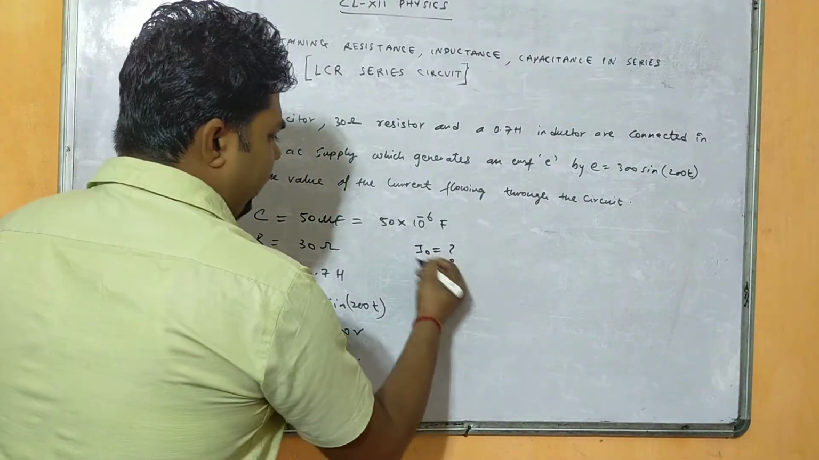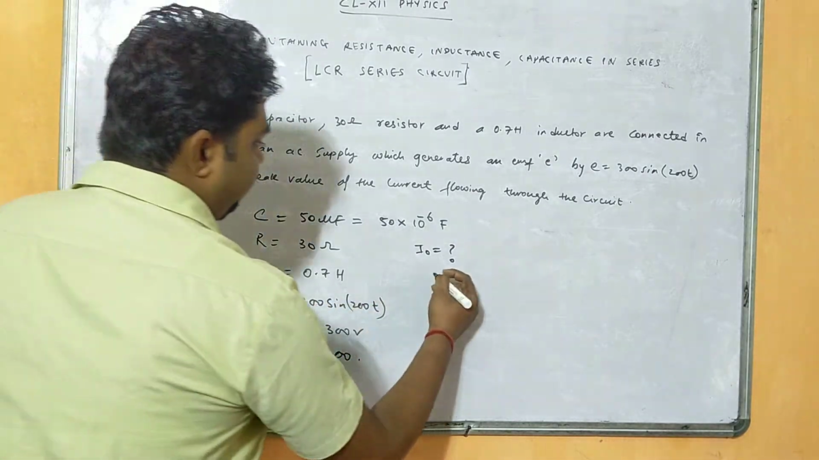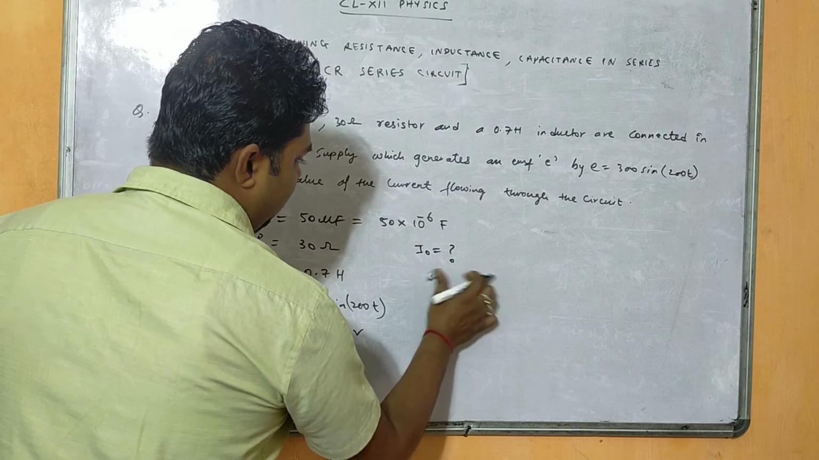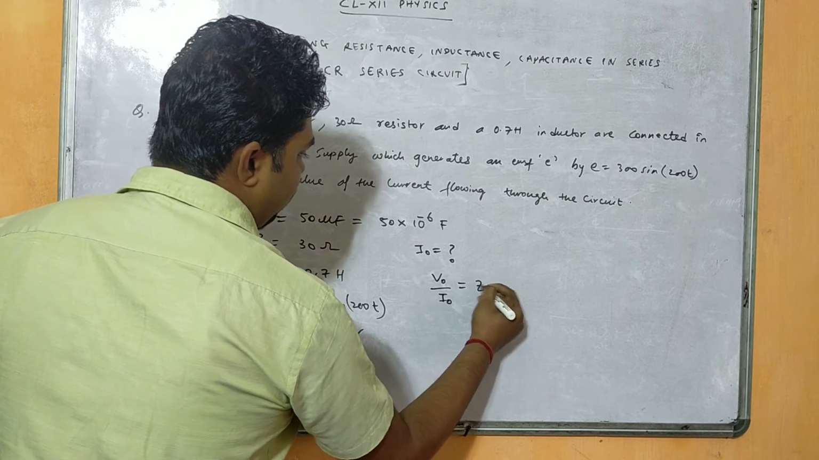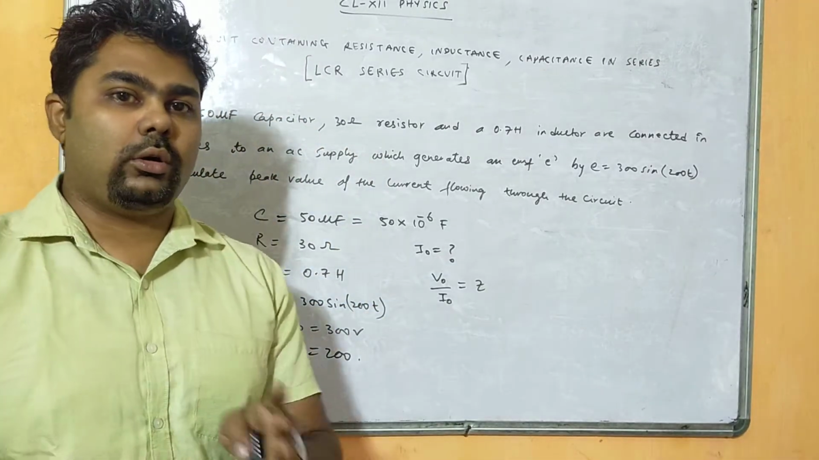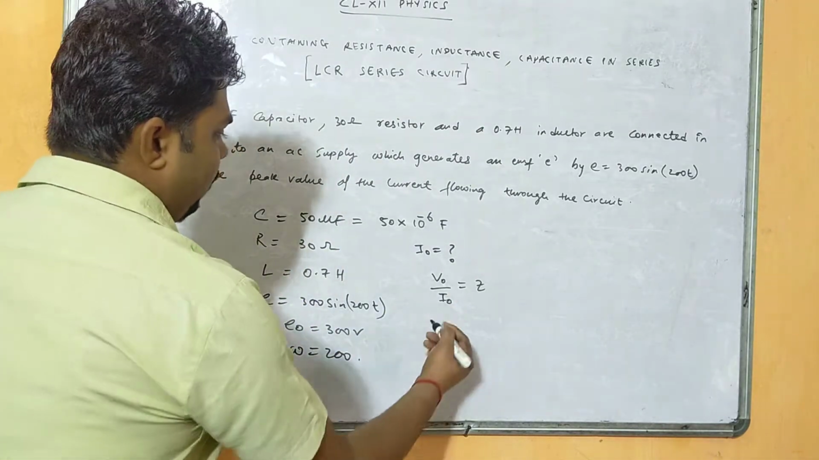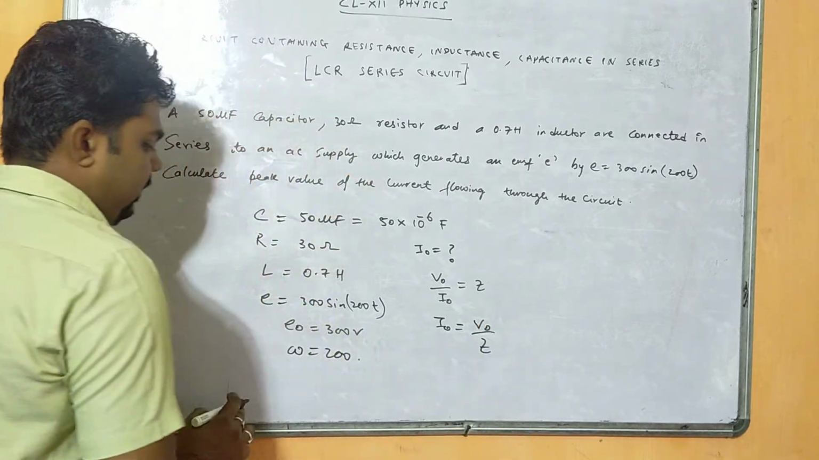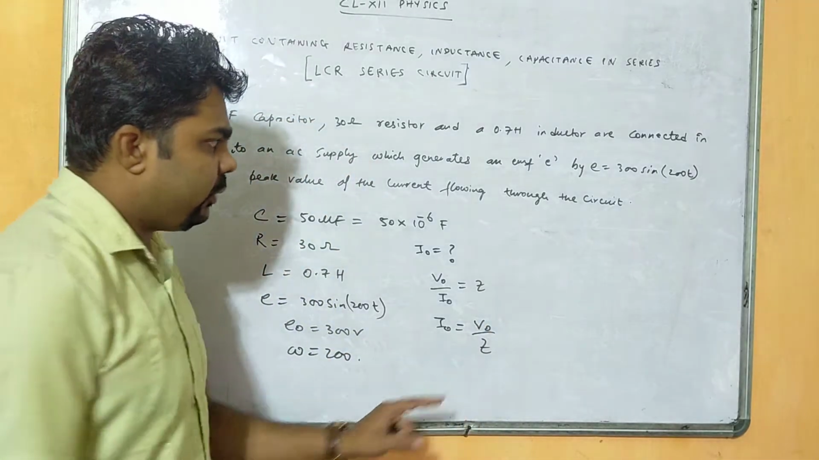To find I0, in my previous class I gave one formula: V0 by I0 equals Z, right? So Z equals V by I, or Z can also be written as V0 by I0. We need to find I0, so I0 can be written as V0 by Z. V0 is given in the question. V0 and E0 are both the same here. So what is Z? Z we have to calculate.